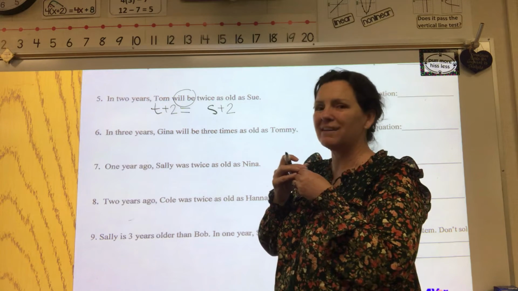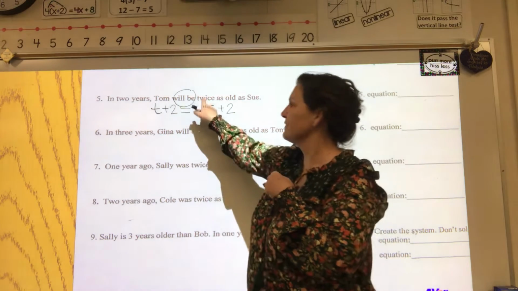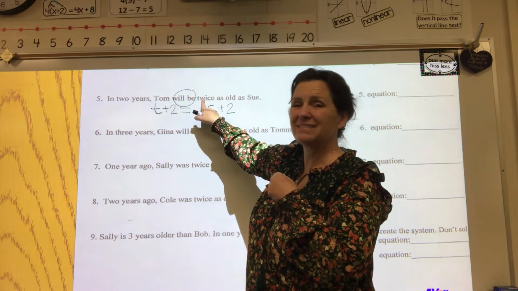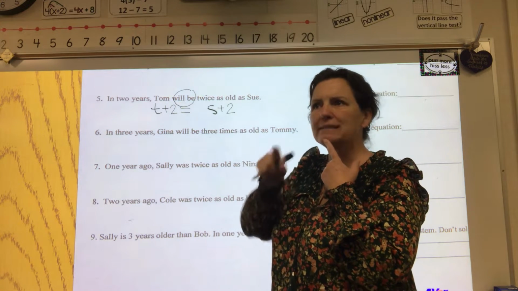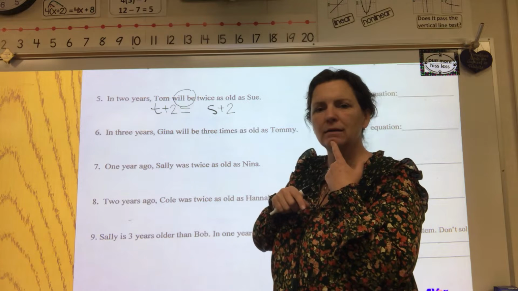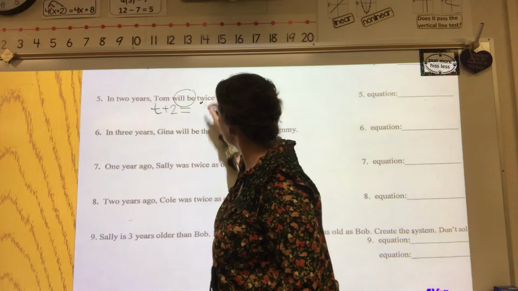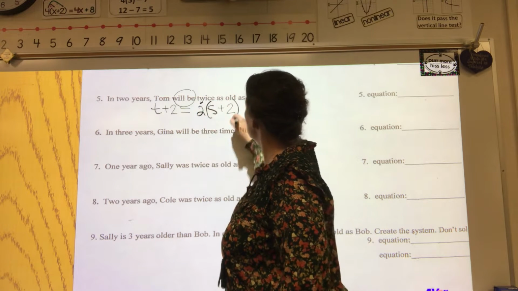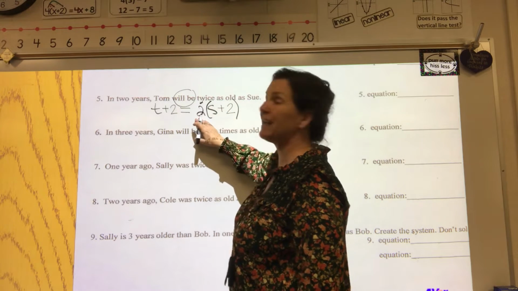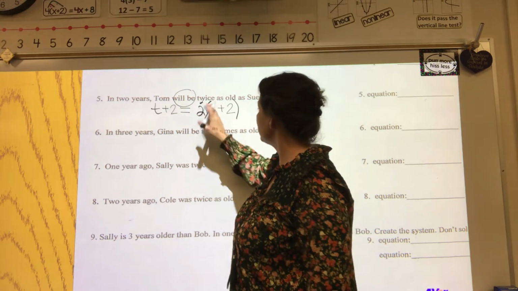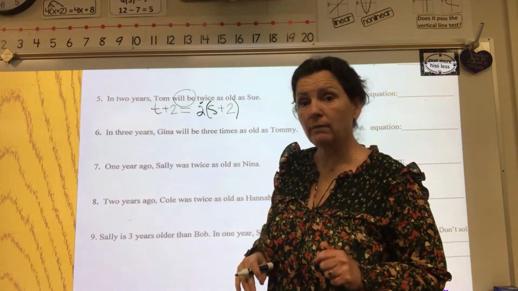But there's a word up there we haven't used yet. Do you see it? Yep, the word twice. What does the word twice mean? If someone earned twice as much as you, what does that mean? You're right, multiply by 2. So we're going to multiply this side of the equation by 2. And I mean everything about Sue. We're going to multiply it by 2. So it's twice Sue's age in 2 years. So the parentheses are mandatory, okay?